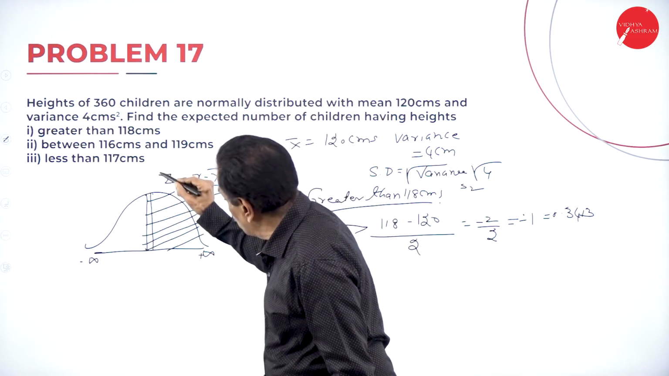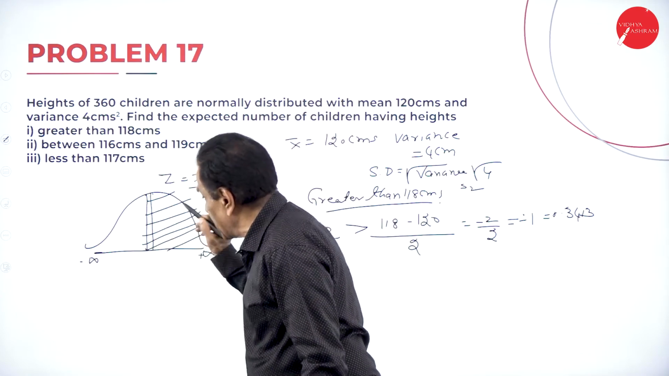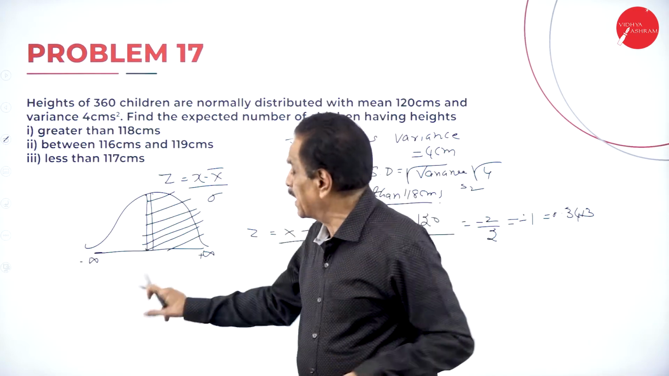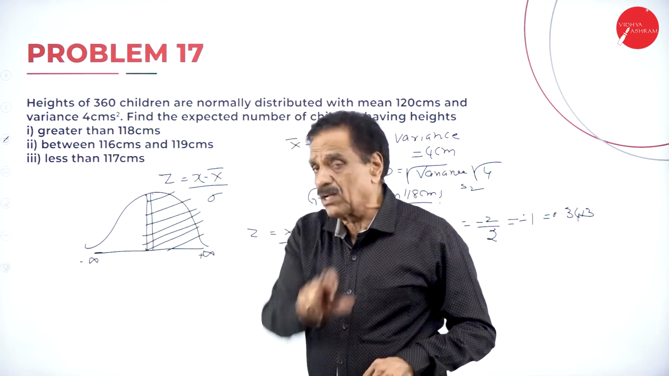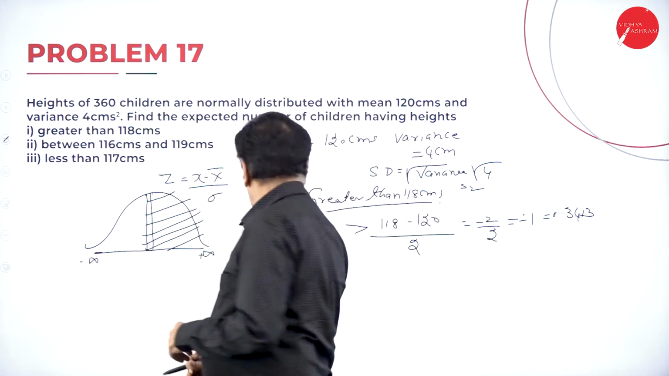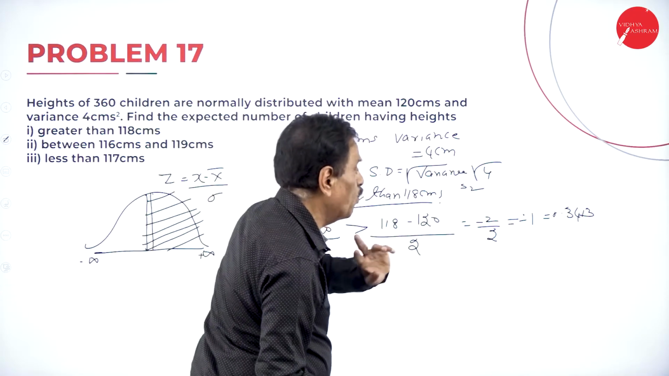If the answer comes with one on the left side and one on the right side, both sides should be taken. Don't deduct from the one. The entire lot is equal to 1. We say normal distribution is equal to 1. We have to deduct from it. Here the value is 0.3413.